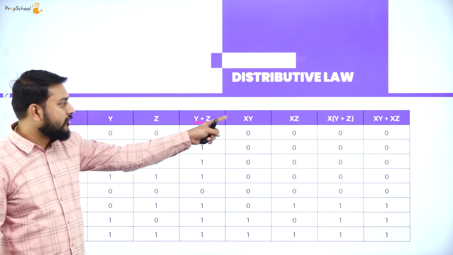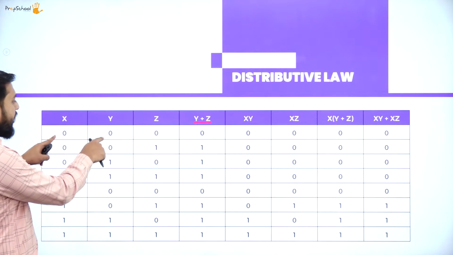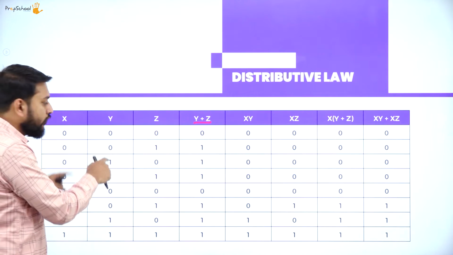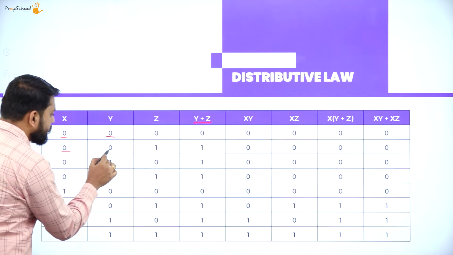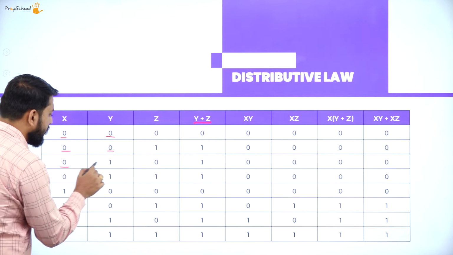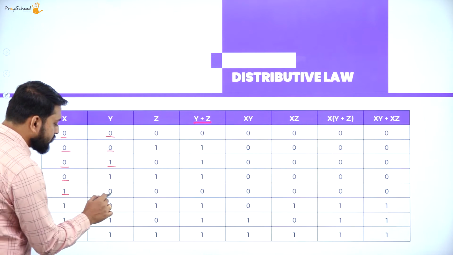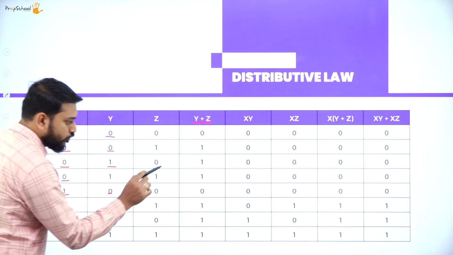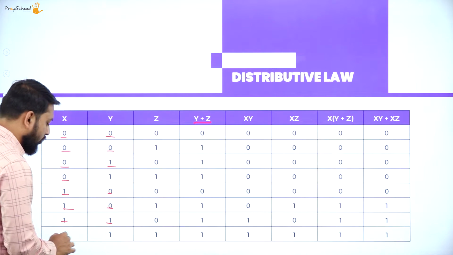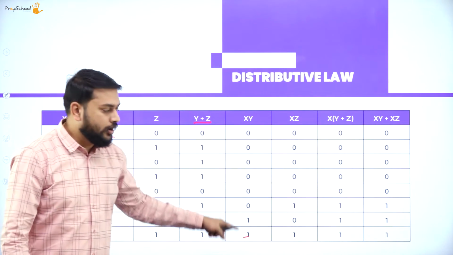The same way I have x into y, I have to perform multiplication now. So x into y: 0 into 0 should be 0. 0 into anything is 0. Again, 1 into 0 is 0. 1 into 1 should be 1. Hope you got to know how I calculated.